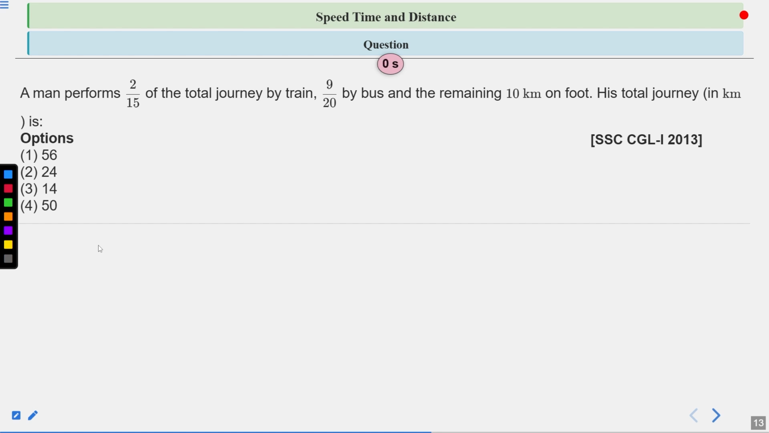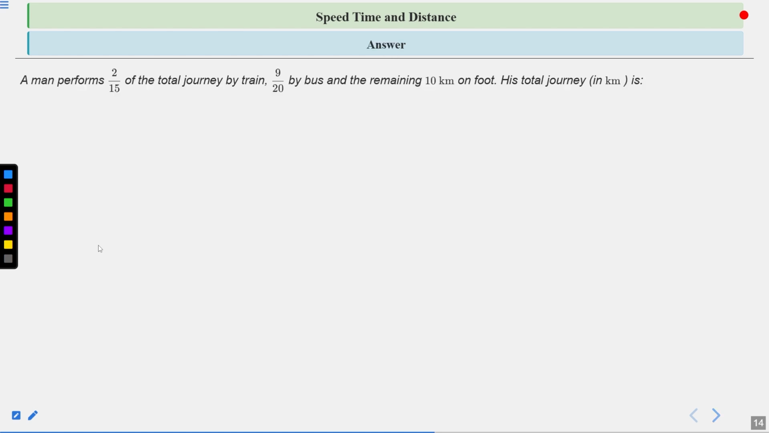Now time's up. Let's see the solution of this question. The question says that a man performed 2 by 15 of the total journey by train, 9 by 20 by bus, and the remaining 10 kilometers on foot. First we need to assume the total distance, and then we can compare and calculate the actual total distance. The correct answer of this question is the second one, which is 24 kilometers. Now see the detailed solution using concept 14.1.